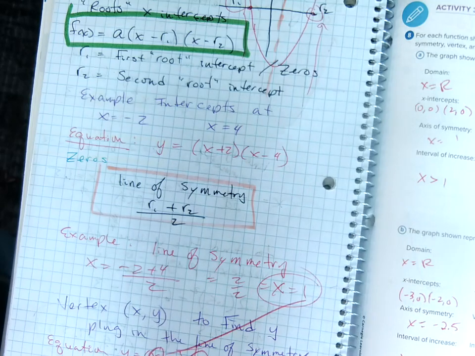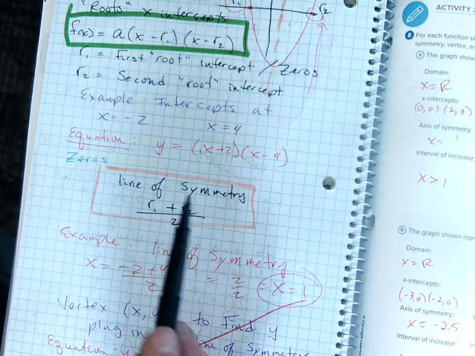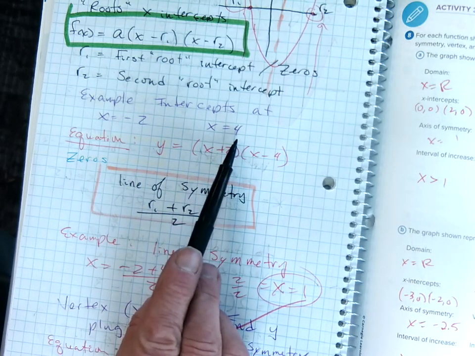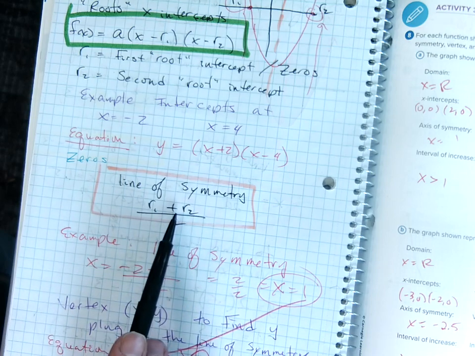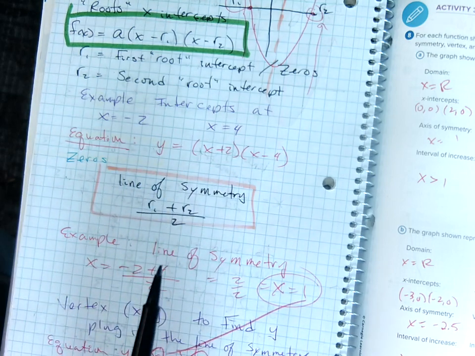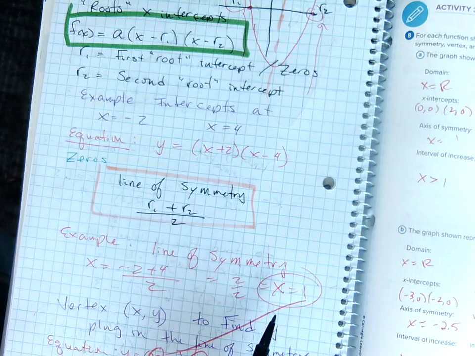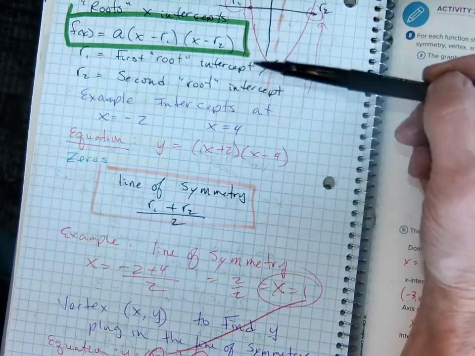So I took my example. I knew my zeros were at negative 2 and 4, or my roots. Roots, they're all the same word. So I take these numbers, negative 2 plus 4 divided by 2, and I got x equals 1. That's where the line of symmetry is, right at 1.